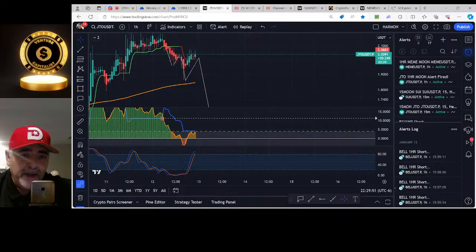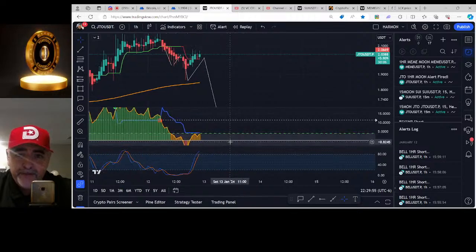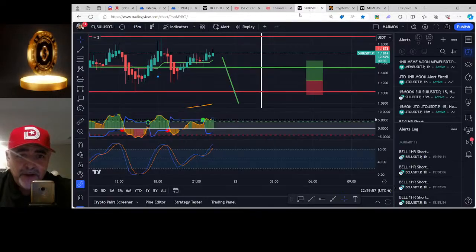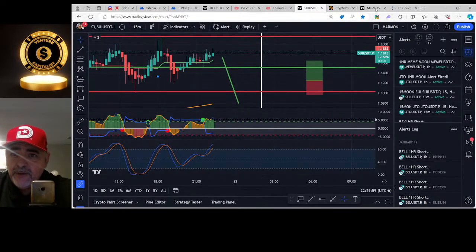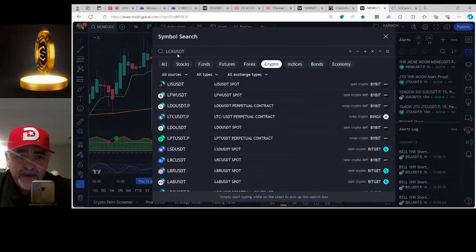Here we go. Okay, so JTO. Let's get on our alerts here. We're waiting for this 1 hour red moon. Nice 1 hour red moon for JTO. We're waiting on Sui. We're waiting for that pullback. We need meme coin LCX.